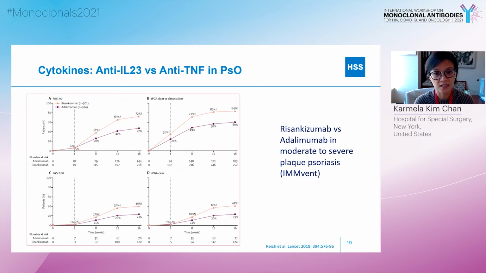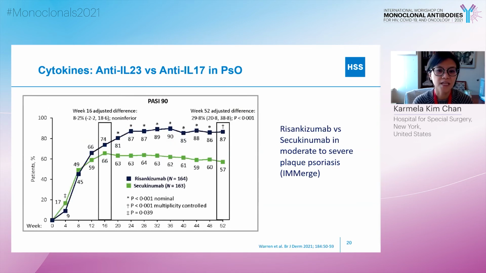Here's another head-to-head study comparing the IL-23 blocker risankizumab with adalimumab, this time in moderate to severe plaque psoriasis. IL-23 blockade, shown in orange, is superior to TNF blockade. And here is yet another head-to-head trial looking at IL-23 blockade with risankizumab in plaque psoriasis.